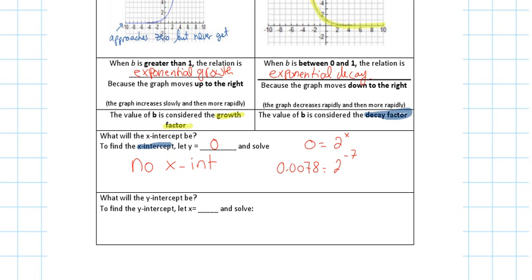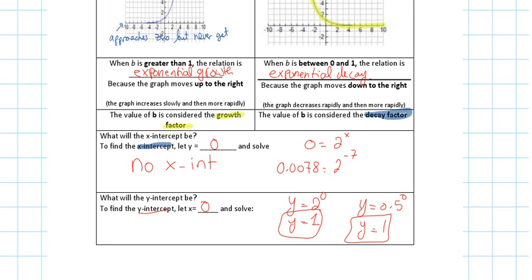Now, what will your y-intercept be? To find the y-intercept, let x equal 0. Anytime you're finding an intercept, you let the other letter equal 0. If I let x equal 0, y equals 2 to the power of 0. What do I get? 1. So my y-intercept is 1. Let's use the other equation. y equals 0.5 to the power of 0. What do you get? 1. So my y-intercept is 1 for both of them.